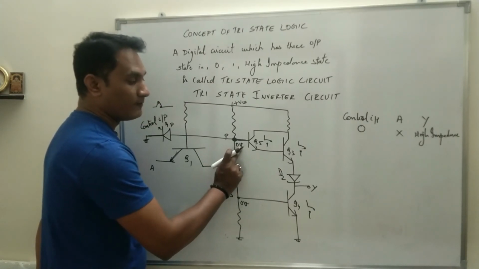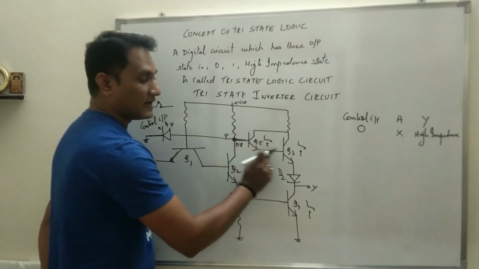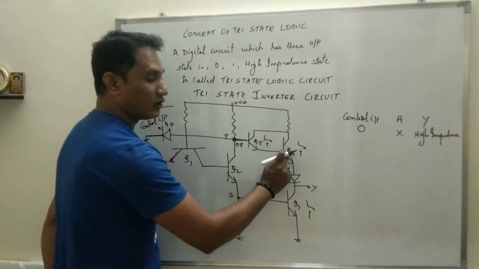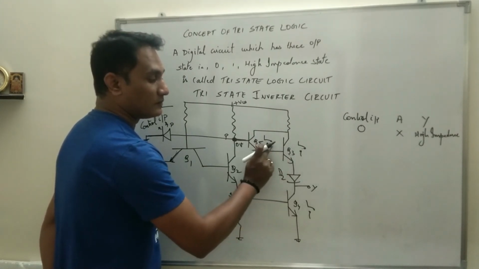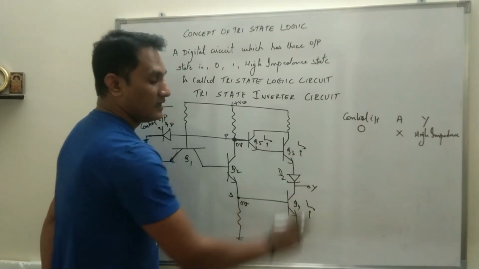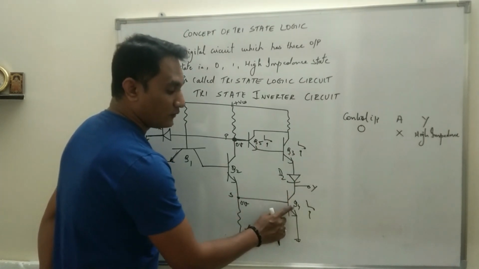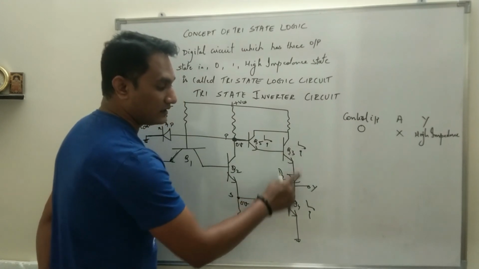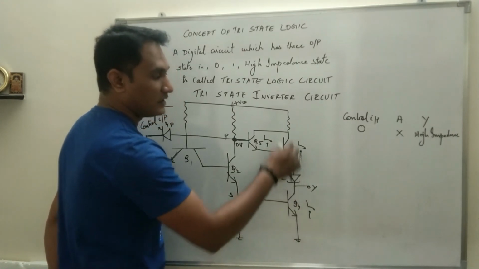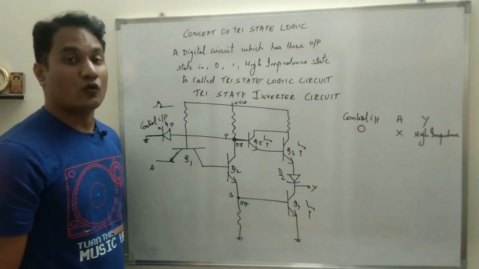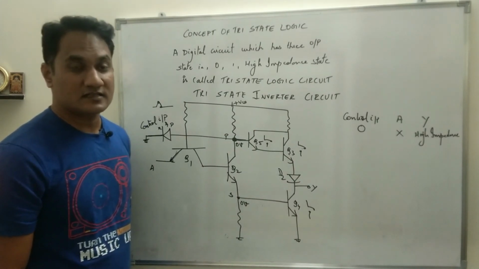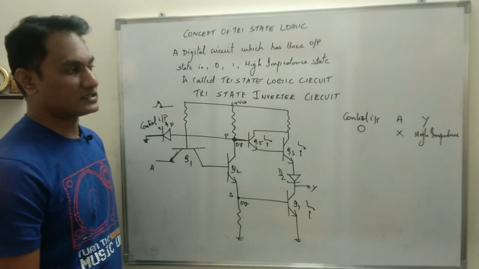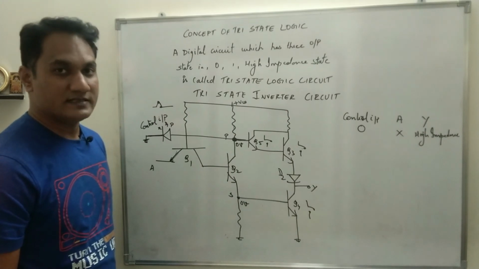And if it is 0, Q5 will be 0. Q5 is driving Q3, so Q3 will also be at 0 volt potential. That means both the transistors are in cutoff region, and also Q4 is in cutoff region. So when all the transistors of the output are in cutoff region, the circuit is open circuit. That means high resistance. Therefore the condition is called high impedance state.